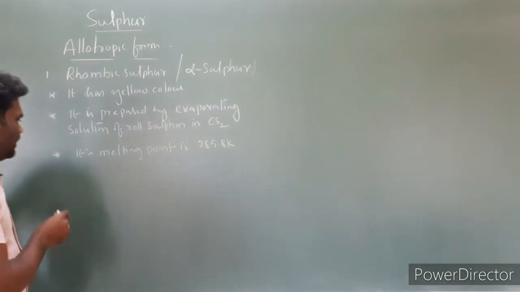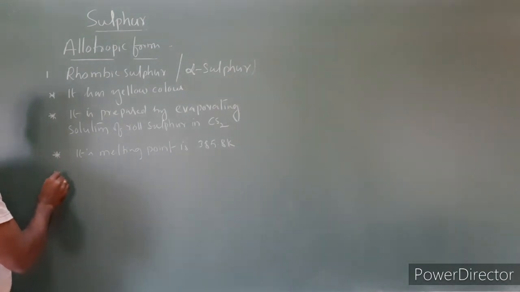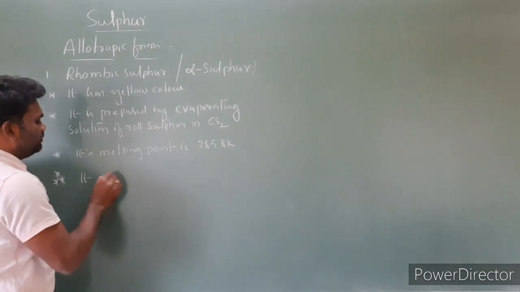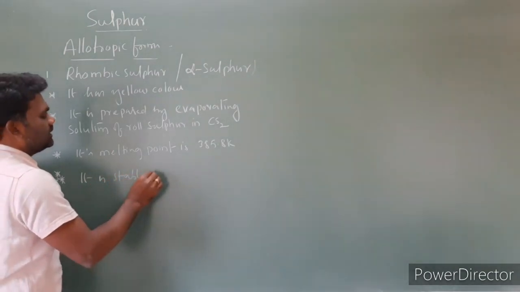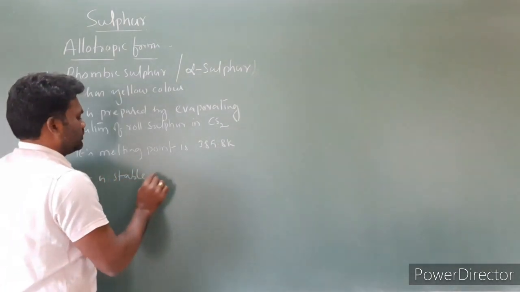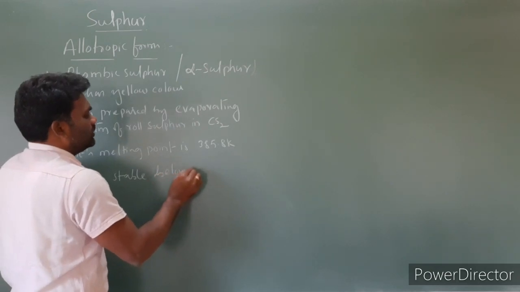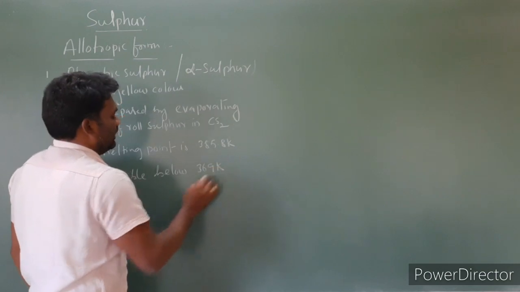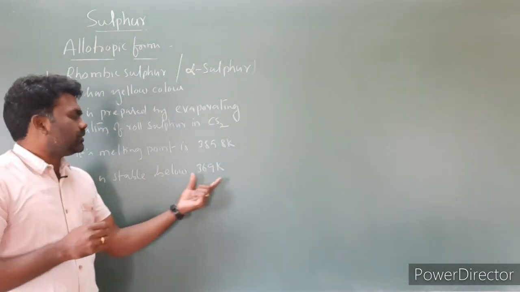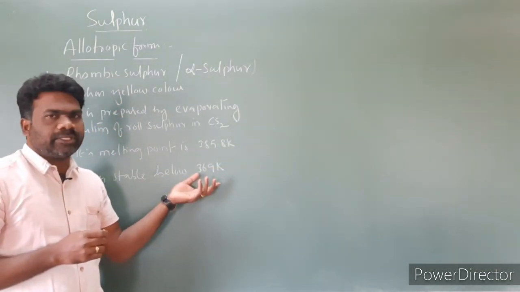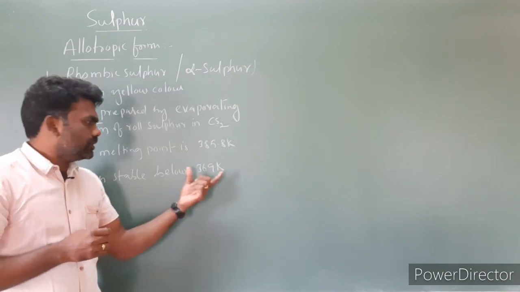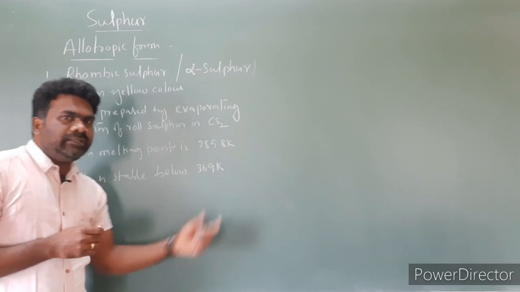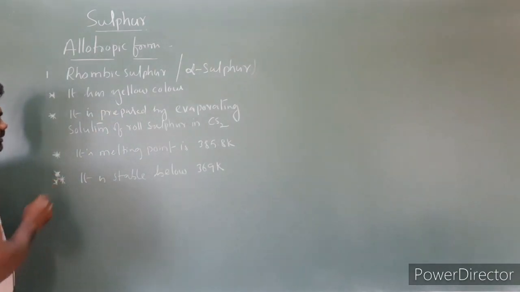Another important point, and this point is very important: it is stable below 369 Kelvin. Above this temperature, it converts into monoclinic sulfur. So, rhombic sulfur is stable below 369 Kelvin. This point is very, very important.